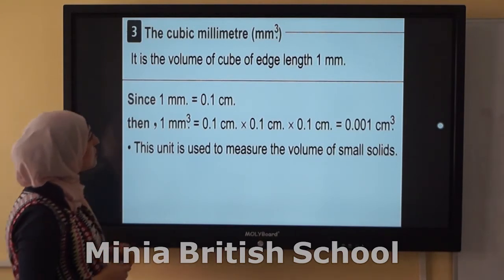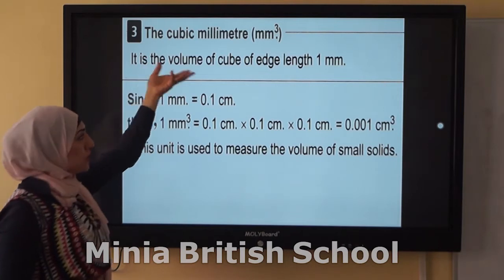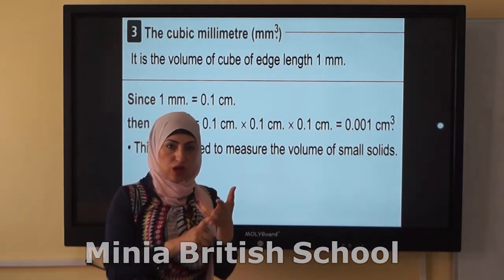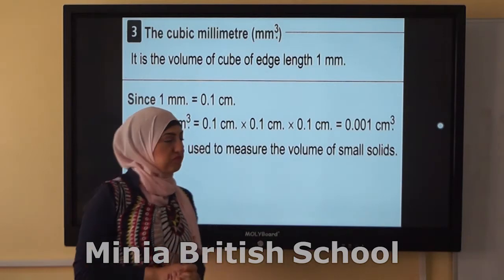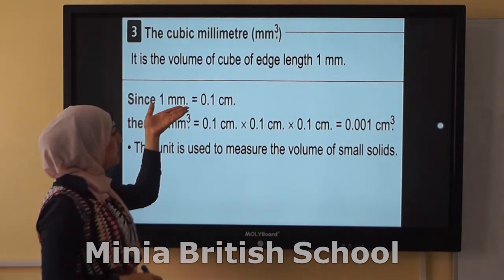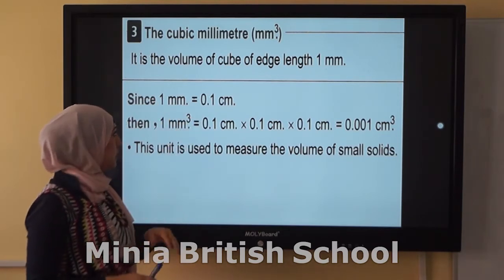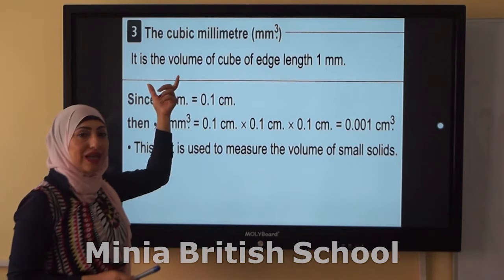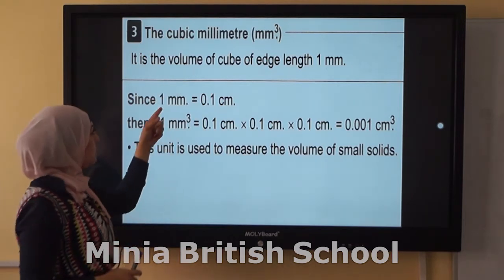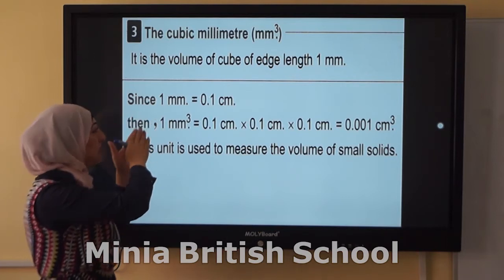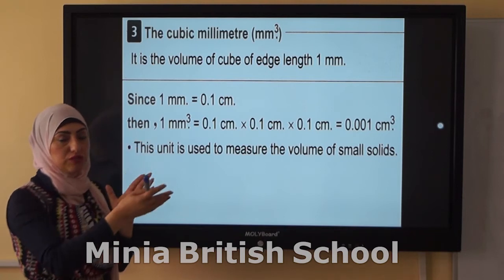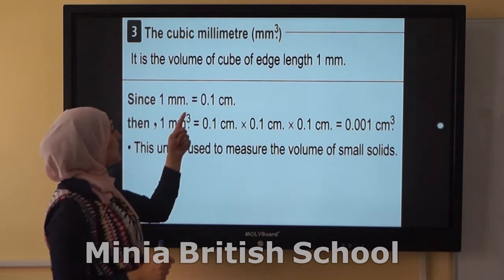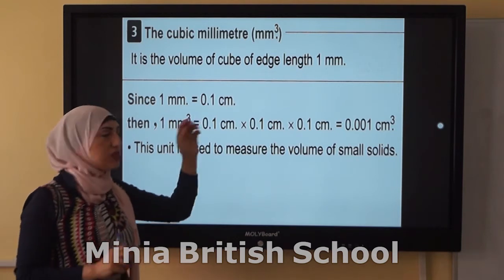Here, the cubic millimeter means I use a cube whose length equals width equals height, so each one equals 1 millimeter. Since 1 millimeter equals 0.1 centimeter, pay attention, I convert from millimeter to centimeter. The centimeter has 10 millimeters, but here we convert from millimeter to centimeter, so I have to reverse the operation. I divide, not multiply. I divide by 10, so 1 divided by 10 equals 0.1 centimeter.